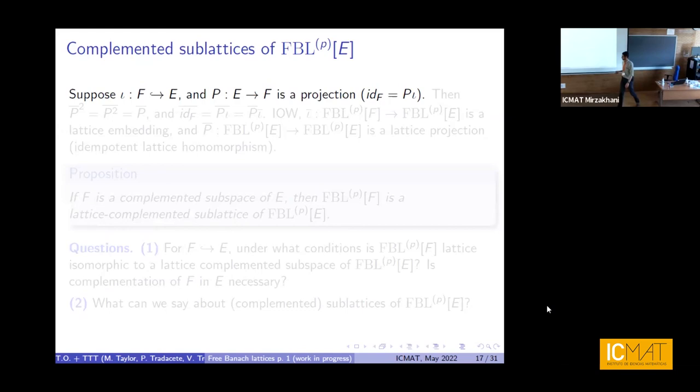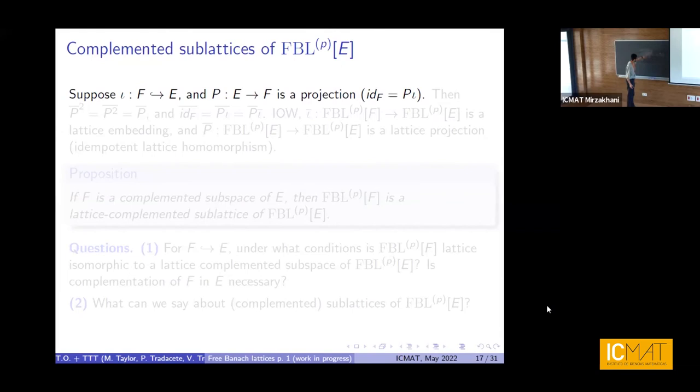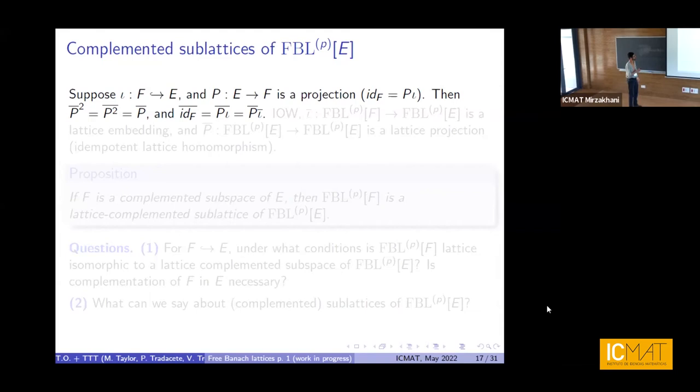I've talked about the situation when this embedding is a lattice isomorphism. The next question is, here FBL^(P)[F] is a sublattice of FBL^(P)[E]. Under what conditions is it a complemented sublattice? Or even more restrictively, a lattice complemented sublattice, meaning that you have a lattice projection going from the bigger lattice to the smaller one. And as a warm-up, let me mention some easy observations. Let's say we have an embedding iota, and let's say P is a projection from E back into F.